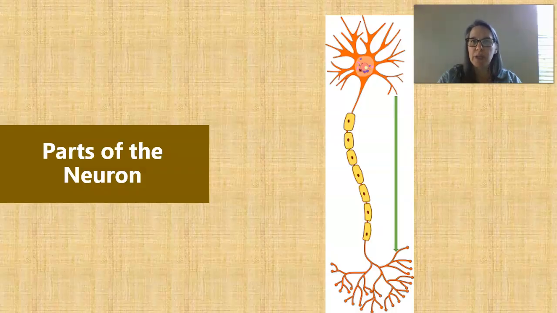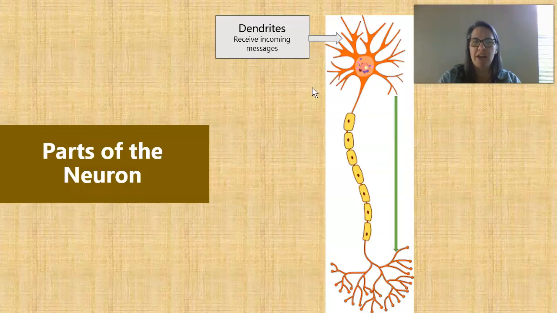There are two really important things that you need to be able to do here. You have to be able to look at this neuron and tell me what all of the parts are, and you also need to be able to tell me what these parts do in the neuron. So let's diagram this together. You have this on your video notes as well. The first part are these branchy looking protrusions off the end of this neuron, and these are called dendrites. The dendrites receive incoming messages from all of these other neurons.